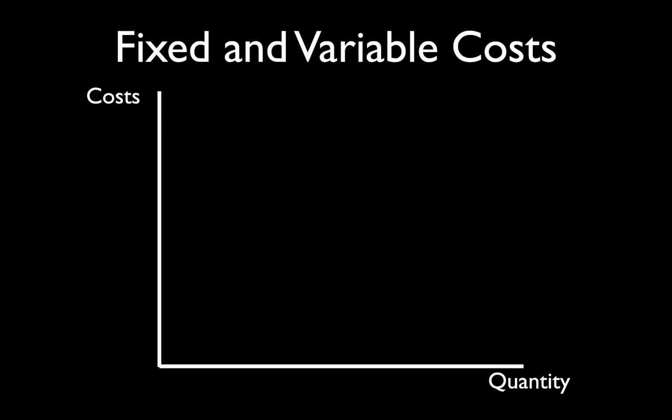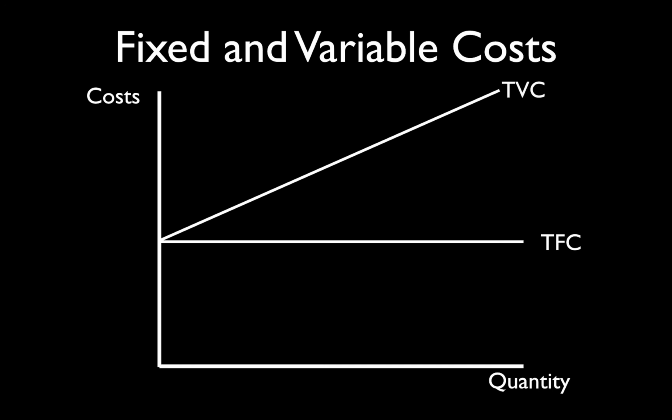Okay, so what we did say in the last video was this is how we calculate total cost. We draw our total fixed cost curve here. We put on top of that the total variable cost, and then this line up here becomes the total cost curve, right?